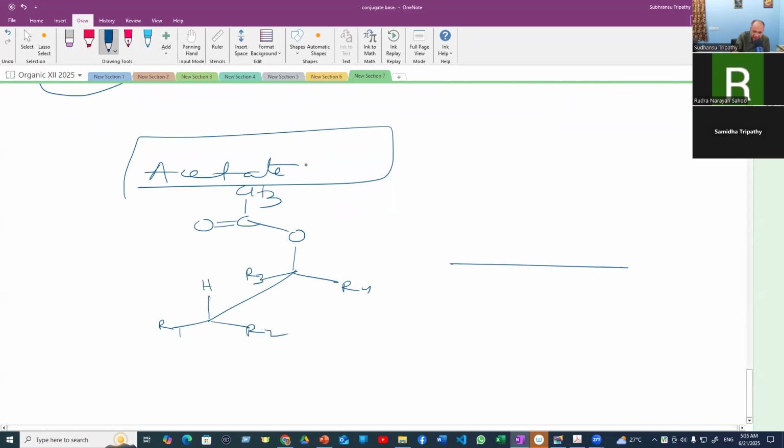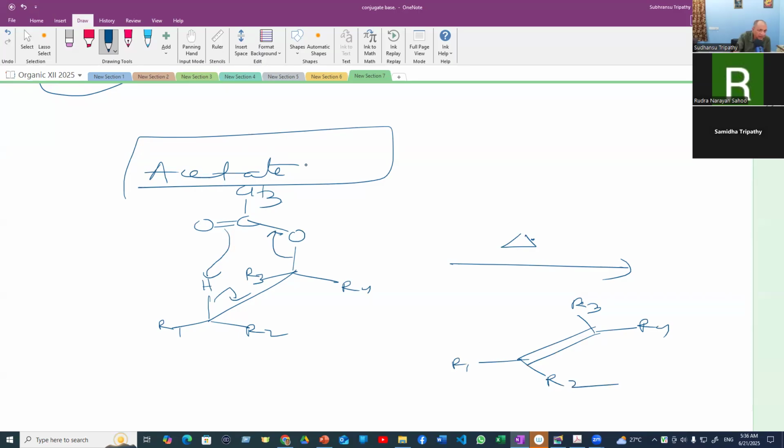So when you heat, this is the acetate. Then what will happen? The same thing will happen. This will come and this will go, and this pi bond will break. Somebody has to take the beta proton internally. So what will be formed? What is the other product? Samida, what is the other product? Yes, acetic acid.